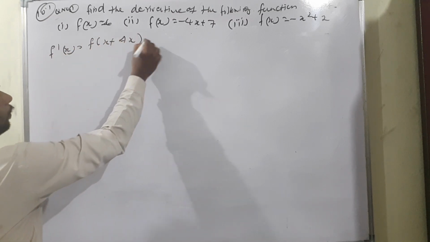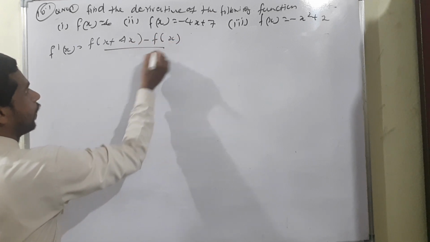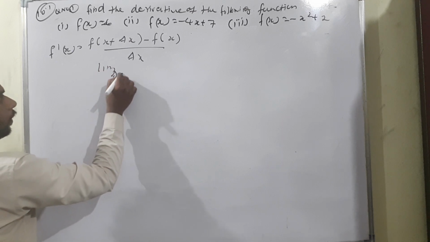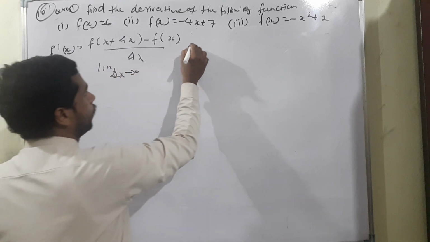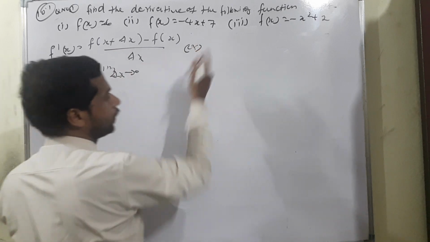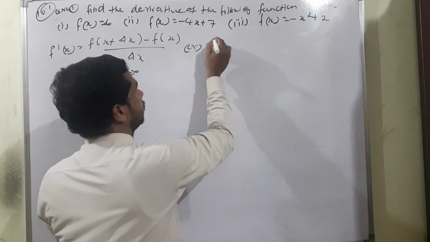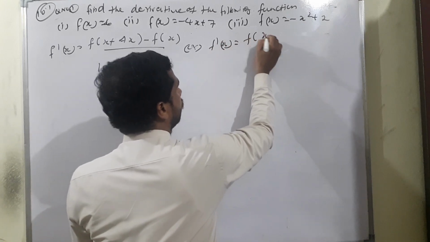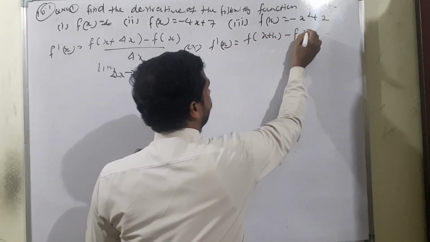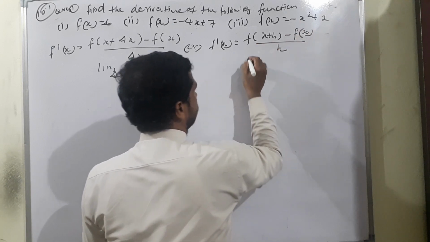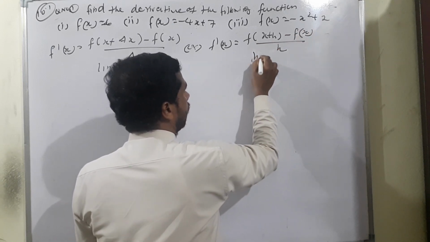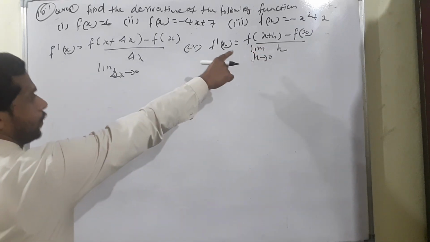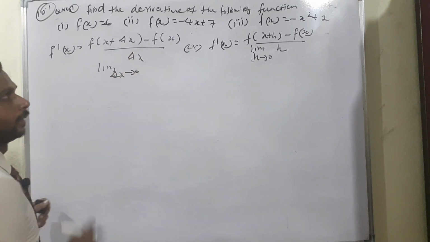f of x plus del x minus f of x divided by del x, where the limit is considered for del x tends to 0. Instead of del x, we can write it simply as one letter, that is h. The same concept: f dash of x is equal to f of x plus h minus f of x divided by h, where the limit is considered for h tends to 0. Taking h as the term is very easy compared to del x.